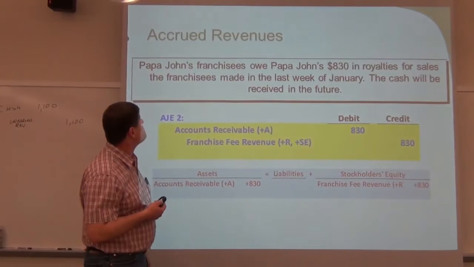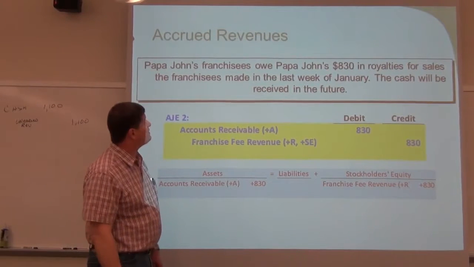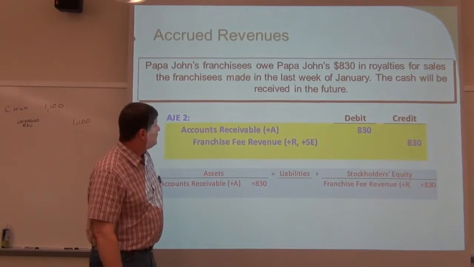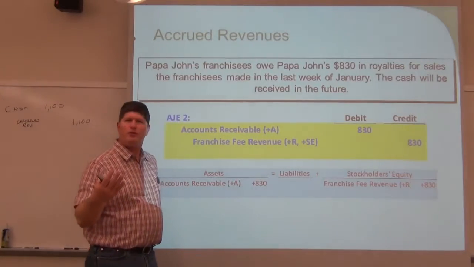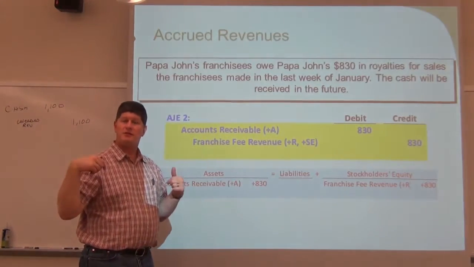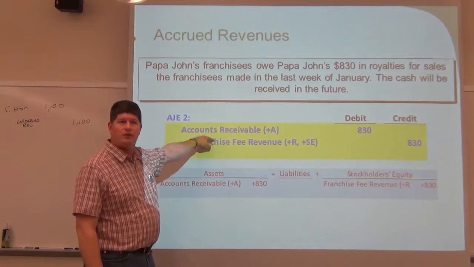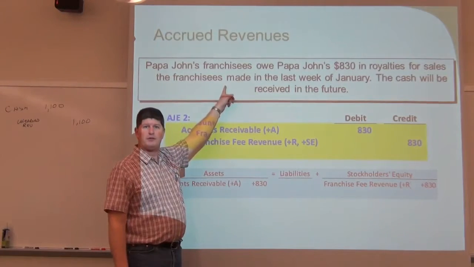Here we go. Papa John's franchisees owed us $830 in royalties. Okay? So they report, hey, I owe you $830. We've earned the money because they owe it to us. Have I gotten the cash yet? No. So I'm going to post the adjustment based on they reported their sales.